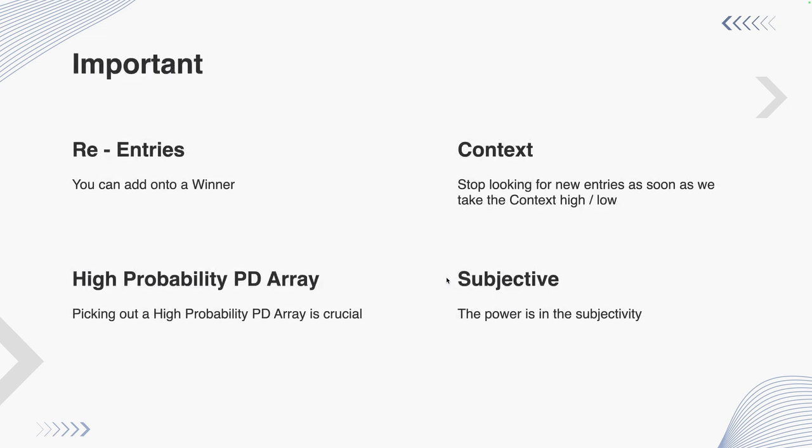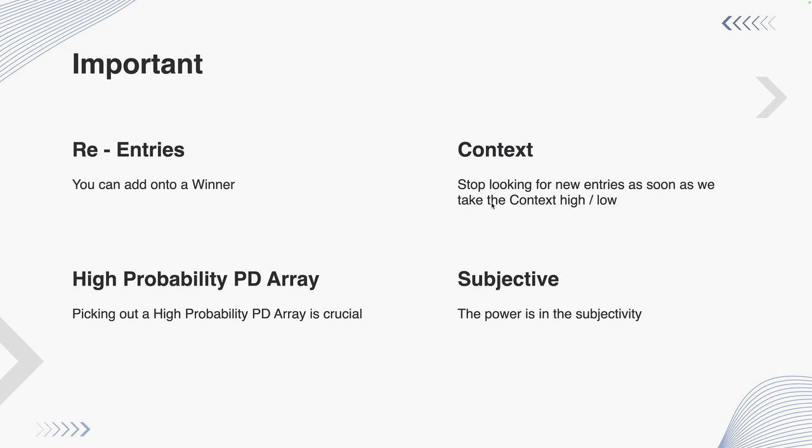Now, after that, we have important notes. Again, re-entries you can add onto a winner. So the whole thing we just went over as well with CHF-JPY, you can add on to that. As in, if you see the candles rejecting constantly towards that context and there's no resistance anymore, then feel free to add on to that winner. If the first entry, again, is break even. Very important. And first, if you're just starting out, I would advise just start with the original entry. Don't do any re-entries just yet. You can do that later on.